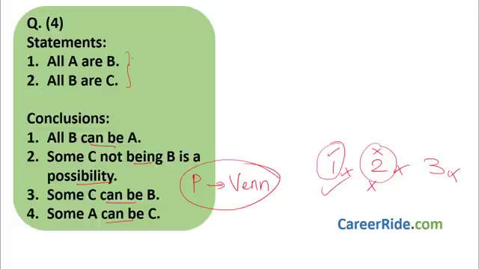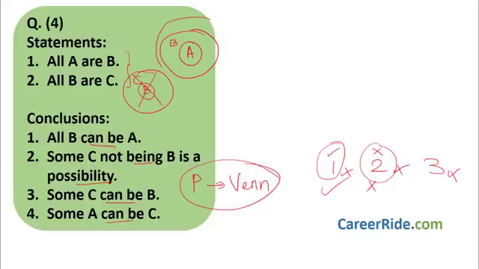Now over here the statements are all A are B. This is A and this is B. This is the diagram for all A are B. All B are C. This is B, this is C. Now we already have one diagram. We cannot have two separate diagrams for two statements. We have to write this over here only because we already have B over here. So cancel this out, just draw another circle over here and write C. So both the statements get satisfied in one single diagram. All A are B, all B are C.